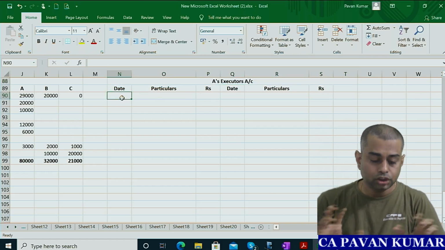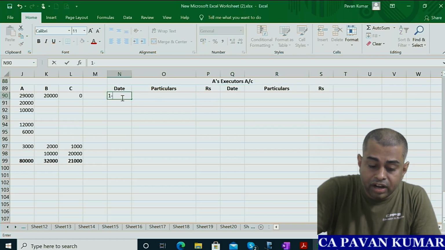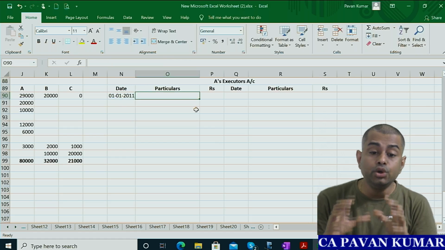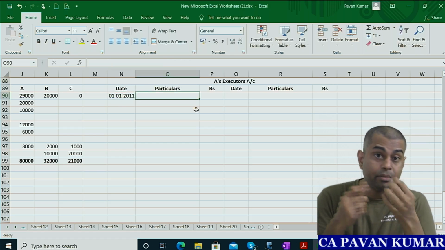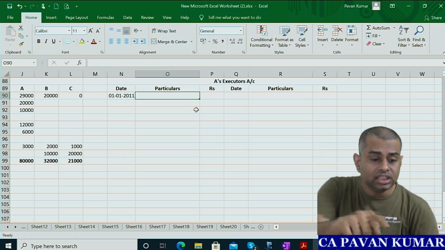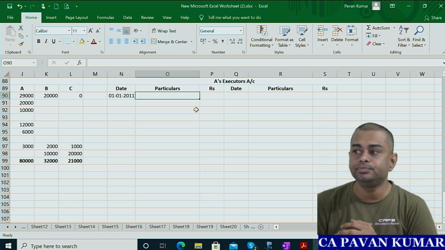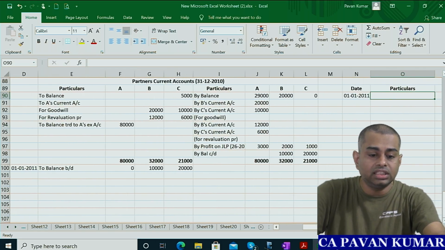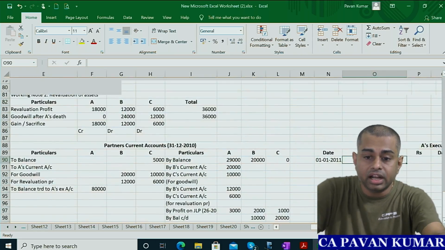Okay. So on 1/1/2011, you need to pay money to A's executors from his capital account. Just now we prepared 80,000 came from this capital account. Now see here, what is the journal entry you pass? One journal entry also I will show you.